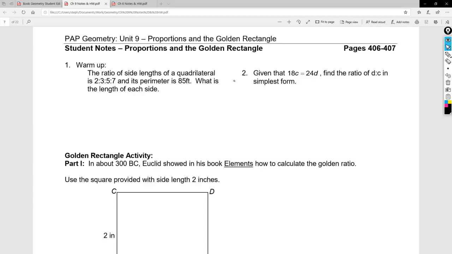Hi everyone, we are continuing with proportions and we are talking specifically about the golden ratio and the golden rectangle. So first, as a warm-up, we have two problems here. I'd like you to go ahead and pause the video and try to do these yourself before watching.